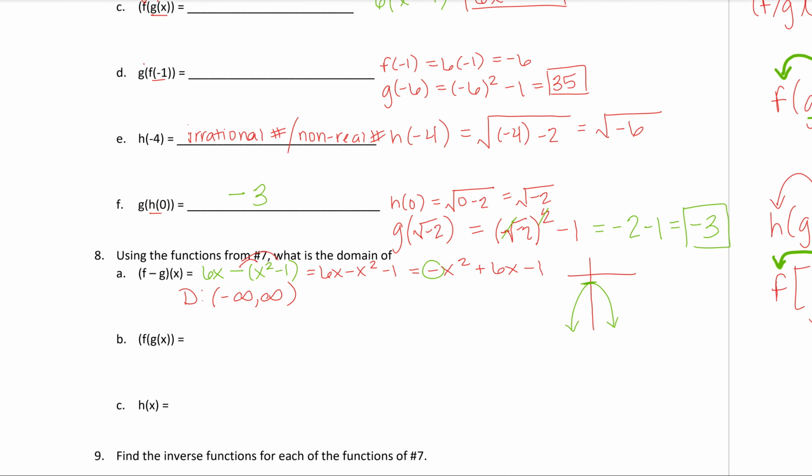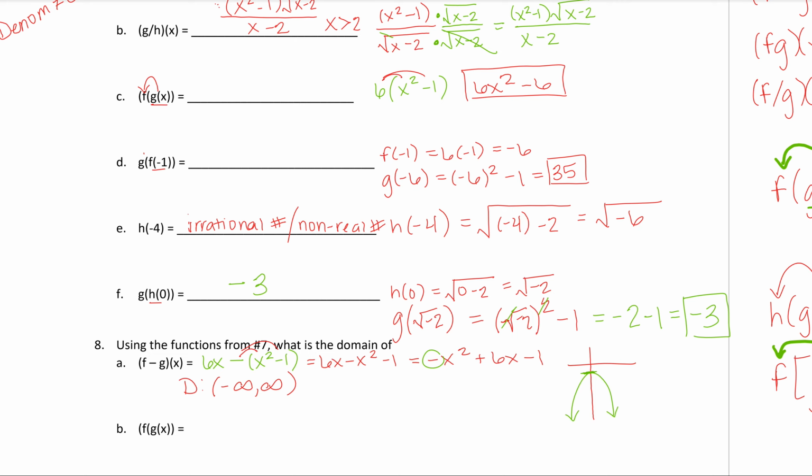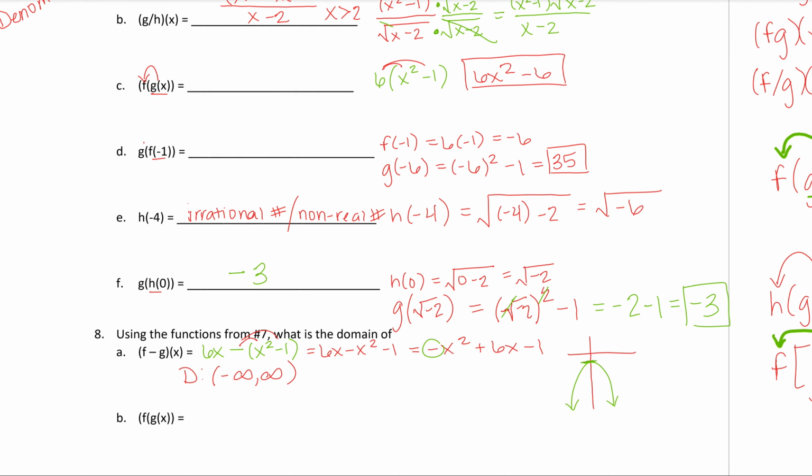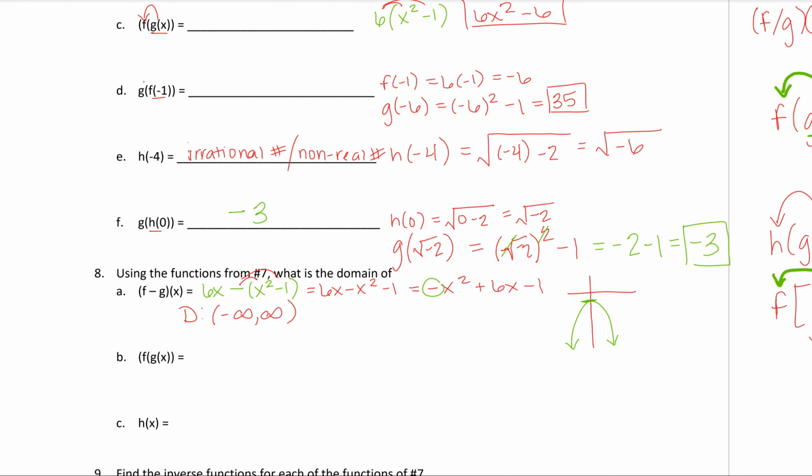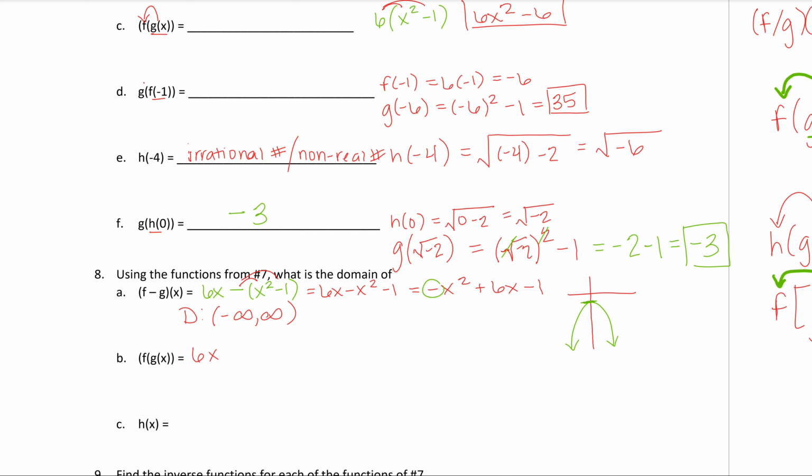Now we have to look at f of g of x. Well, f of g of x, oh, I worked that problem out already. I got an answer of 6x squared minus 6. Write that 6x squared minus 6. And I know that it's a parabola that faces up. Well, guess what? Parabola that faces up, actually it crosses at negative 6, so hold on. It goes way down here. Doesn't matter what it looks like. I just know that it's going to go from negative infinity to positive infinity.